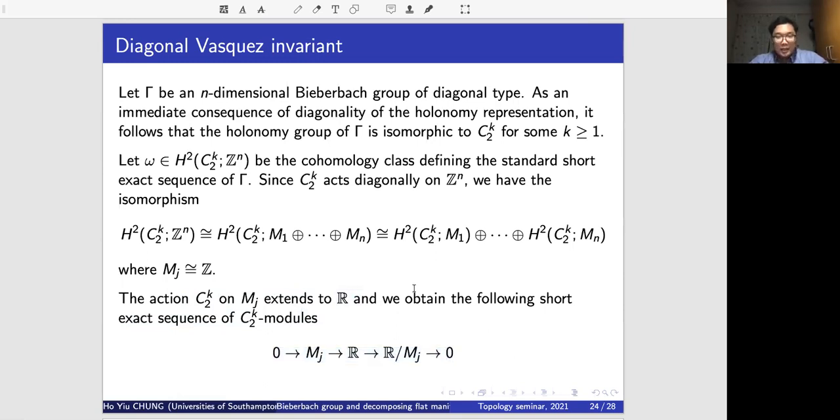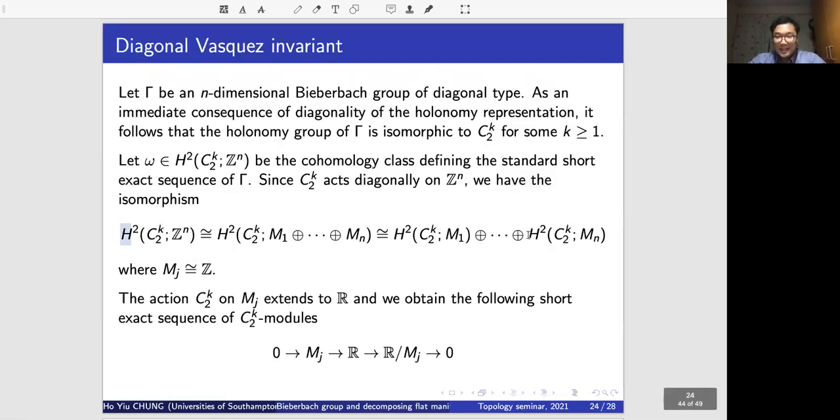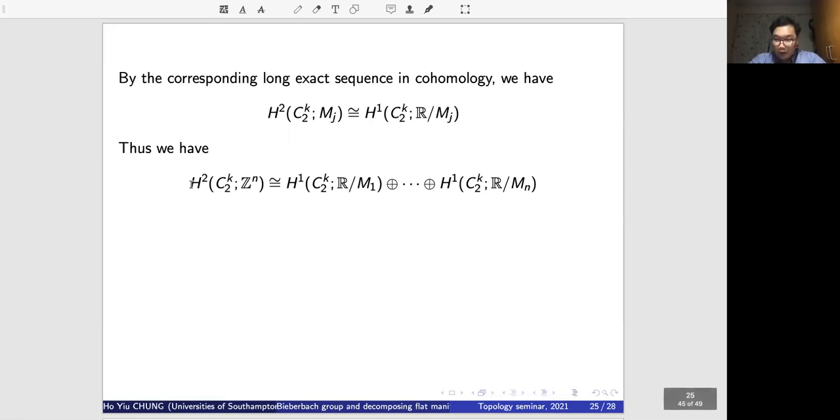Why are we doing that? Because we want to have such an isomorphism here. And you remember, what we got here, we're trying to break down the large second cohomology class. And finally, what we did is break it down into a direct product of a bunch of first cohomology classes.